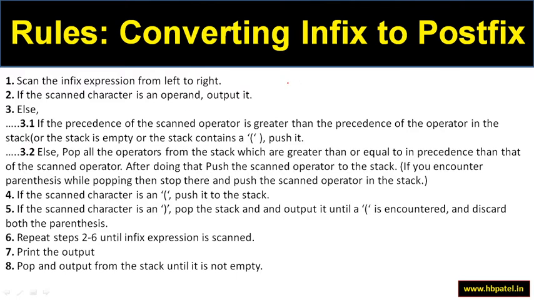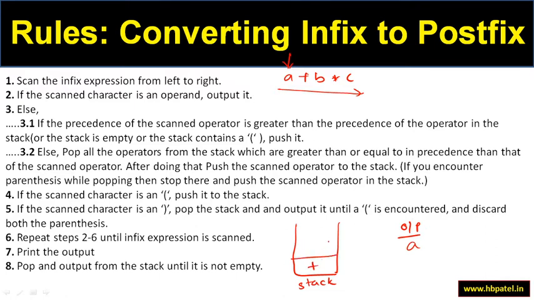Now let us try to look at this. If it is like a plus b multiplied by c, what will happen? This is my stack and this is my output. First comes a, which is an operand, so we put it in output. Then comes plus, so I'll push it on the stack. Then comes b, which I put in output. Then comes asterisk. Now look at this. What is the precedence of this? This new operator has higher precedence than this plus. So if that is the case, we'll push it over here.